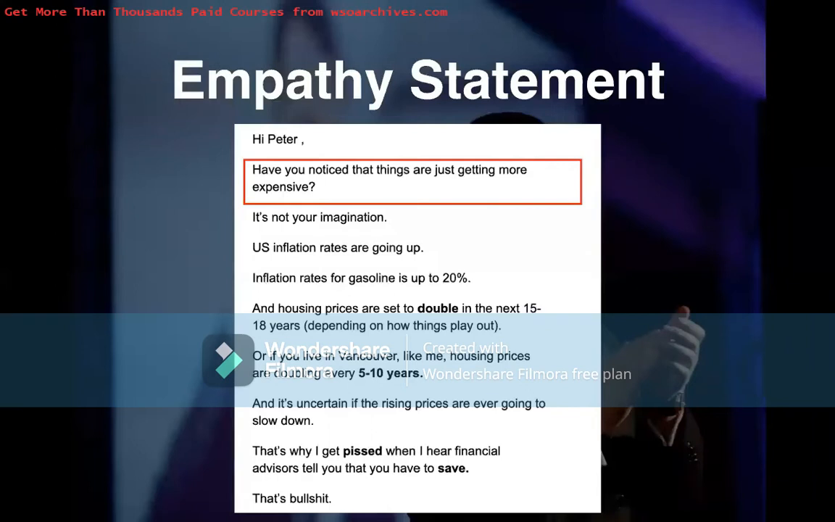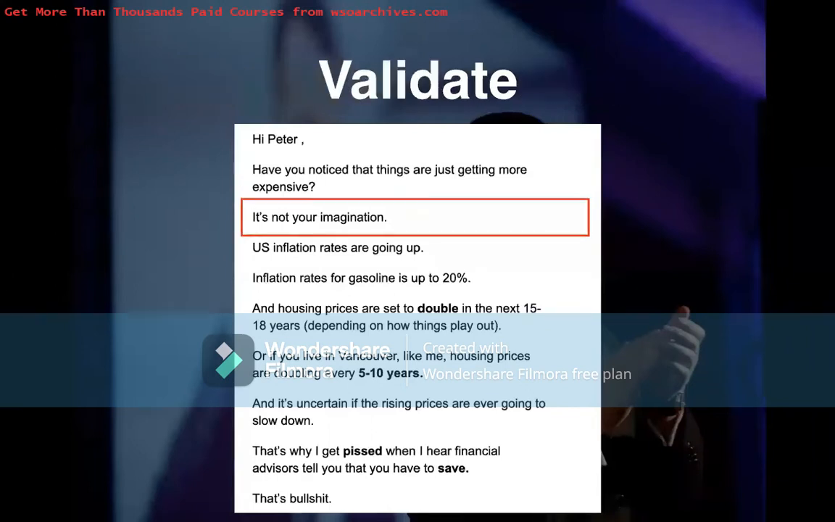Next one, number 2, we validate. It's not just your imagination. It's not your imagination, right? If you're experiencing this, it's not your fault, right? It's like you're not alone. That's a validation, right? Make them feel it's okay to experience whatever they're experiencing.